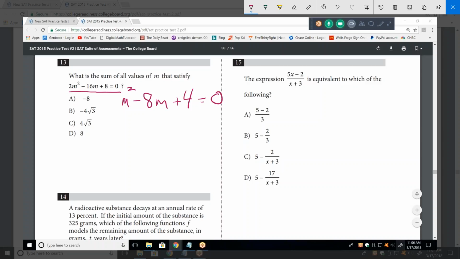Unfortunately, it doesn't take much to realize that there's no way you're factoring this. There's no way I'm going to multiply 4 times m and 1 times m to come up with 8m. So I can't get to 8, which means I have to do something else. If you can't factor a quadratic, what do you do? The quadratic formula.